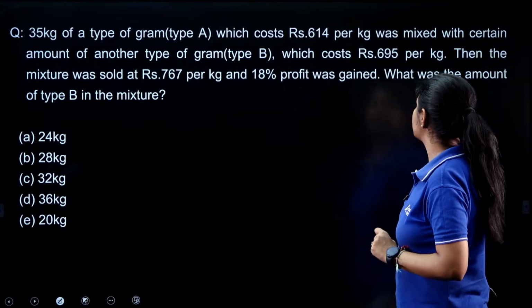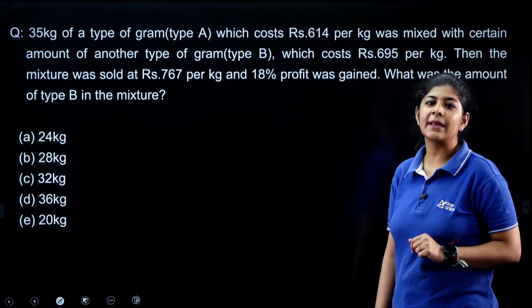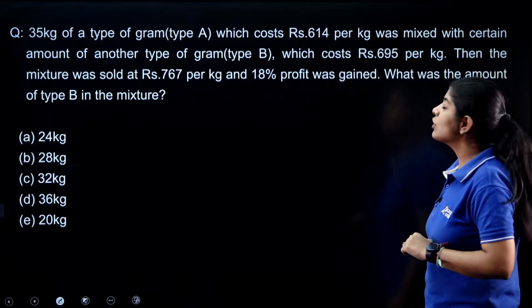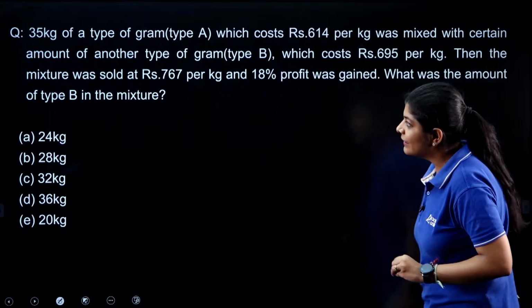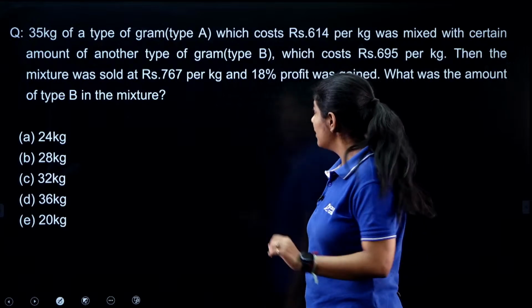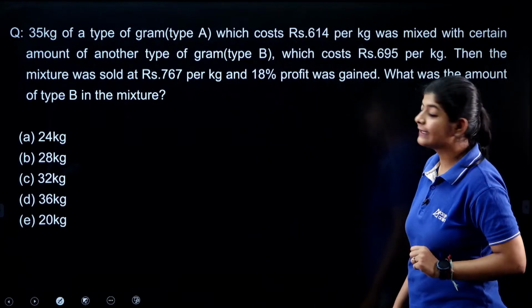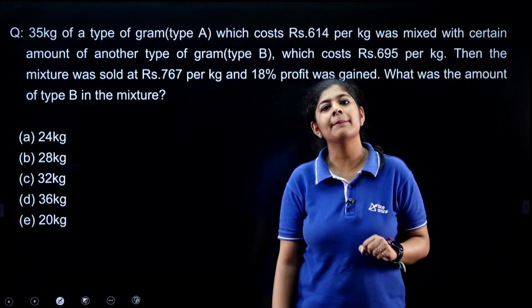The next question says that 35 kg of a type of gram A, which costs rupees 614 per kg, was mixed with a certain amount of another type of gram, type B, which costs rupees 695 per kg. Then the mixture was sold at rupees 767 per kg and 18% profit was gained. What was the amount of type B in the mixture?